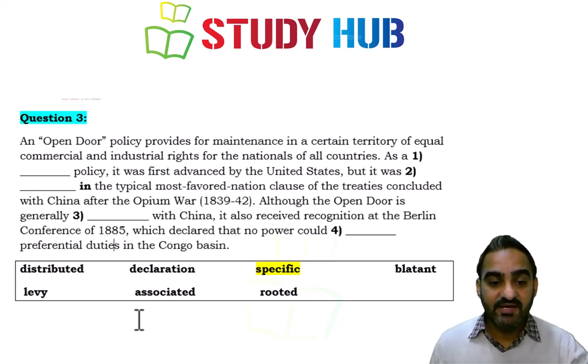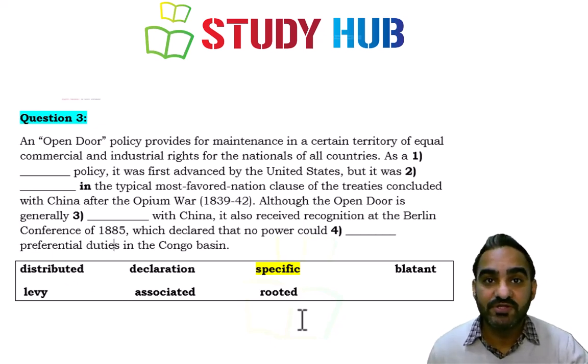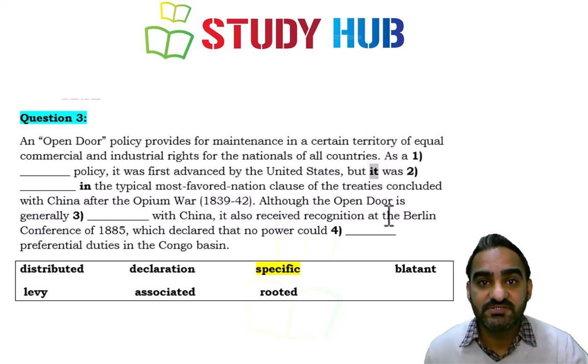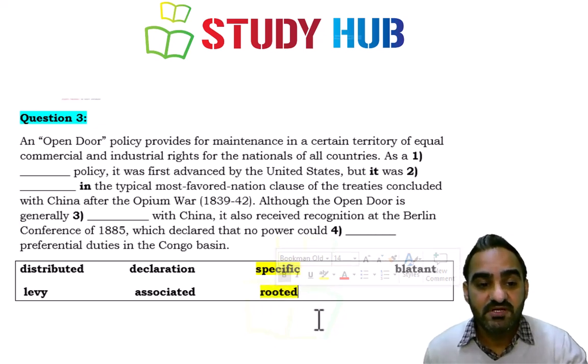Now we need to identify which one out of these two words will go in there. So we will look at the context. But it was, now what is this it referring to? What do you think this it is referring to? This it is referring to a policy. So what happens with the policy? Policy is distributed in typical most favored nation clause of treaties, or policy is rooted in typical most favored nation clause of the treaties. Answer will be rooted in, because policies distributed in does not make sense. Income can be distributed, right? Money can be distributed, but not policies.